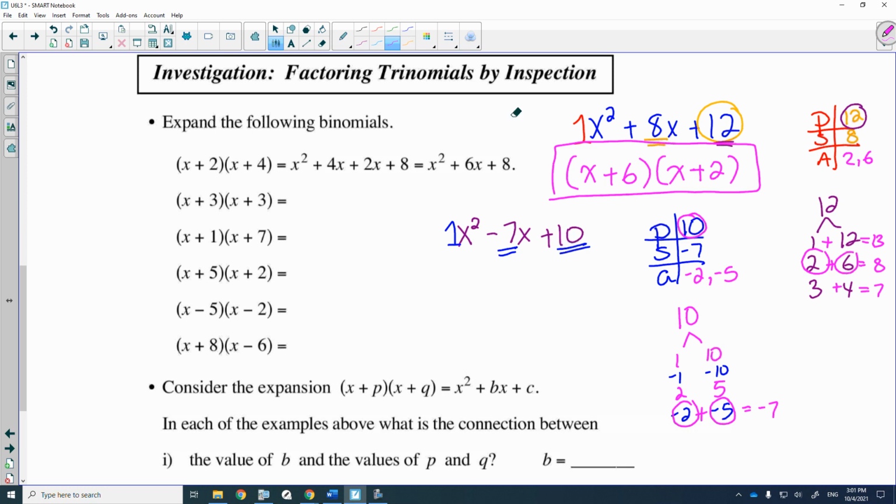And then double check. Negative 2 times negative 5, 10. Negative 2 plus negative 5 would give you negative 7. So your factored answer would be x minus 2 and x minus 5.